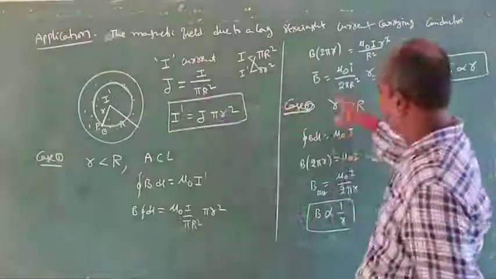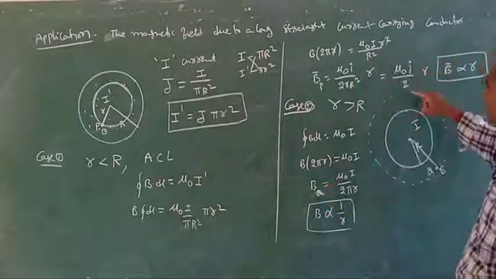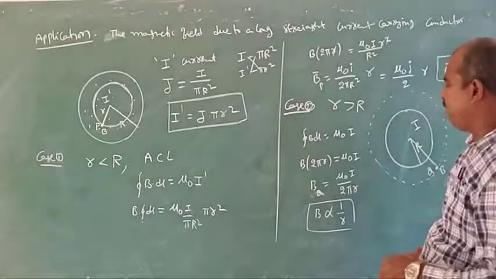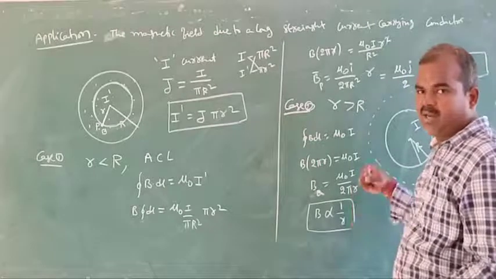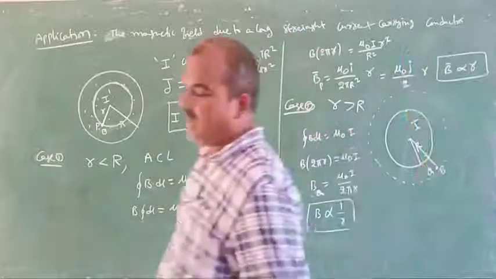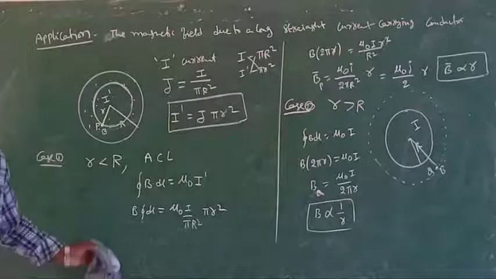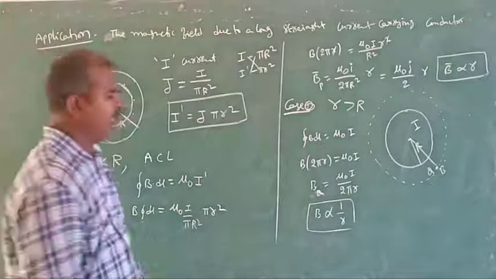Then the magnetic field at point P is mu naught J by 2 into r. B is proportional to r. Here case 2, r is greater than R: magnetic field induction is inversely proportional to 1 by r. It means B varies inside the conductor linearly, and outside hyperbolically.